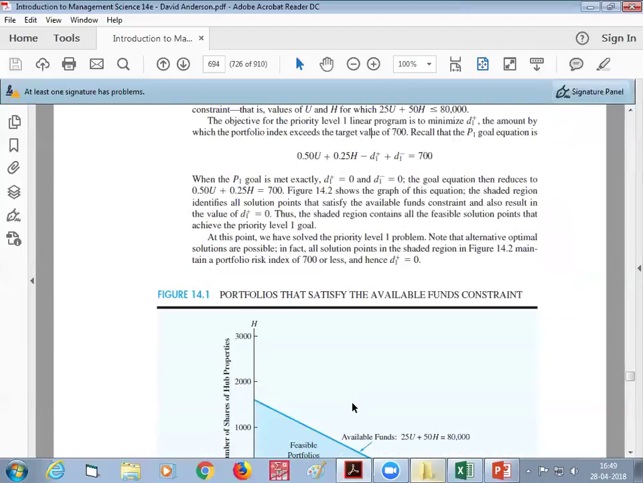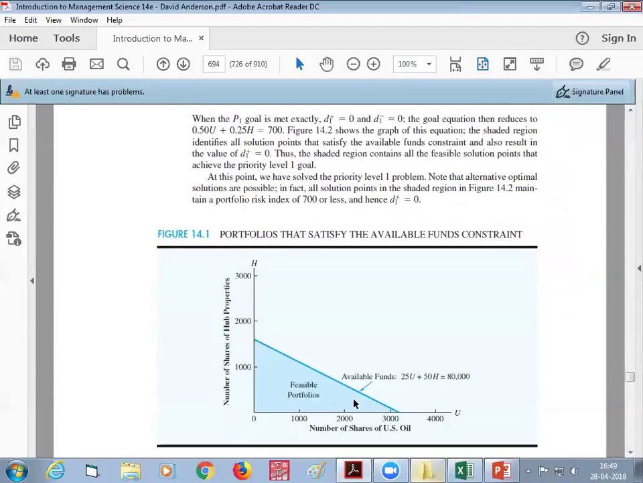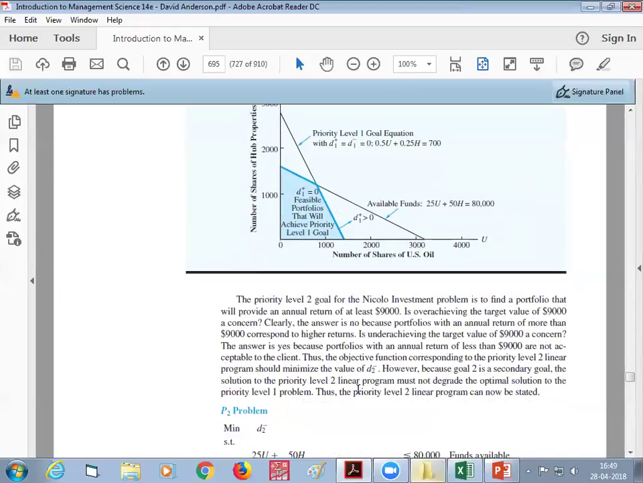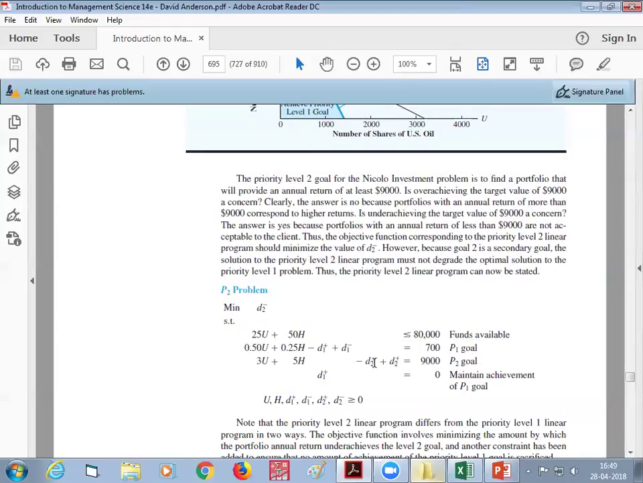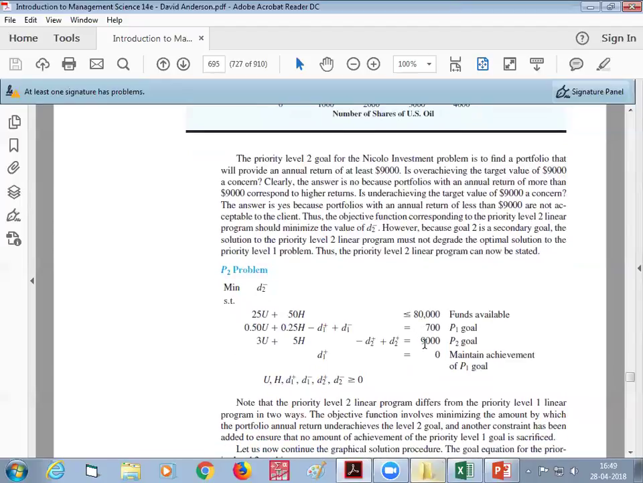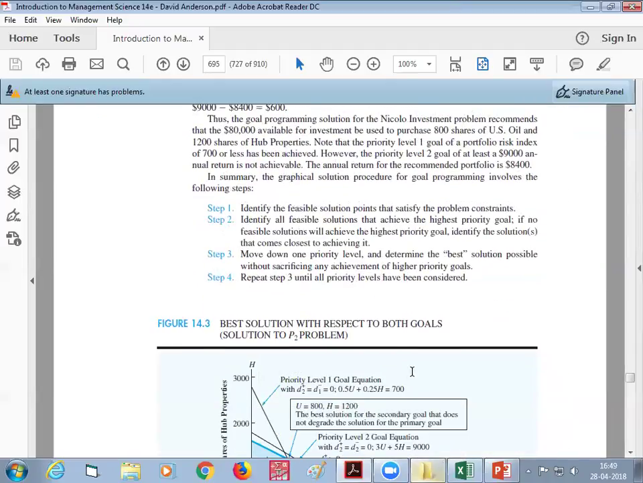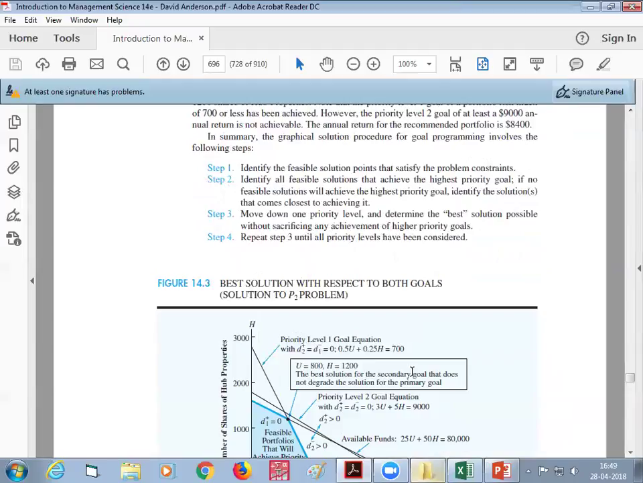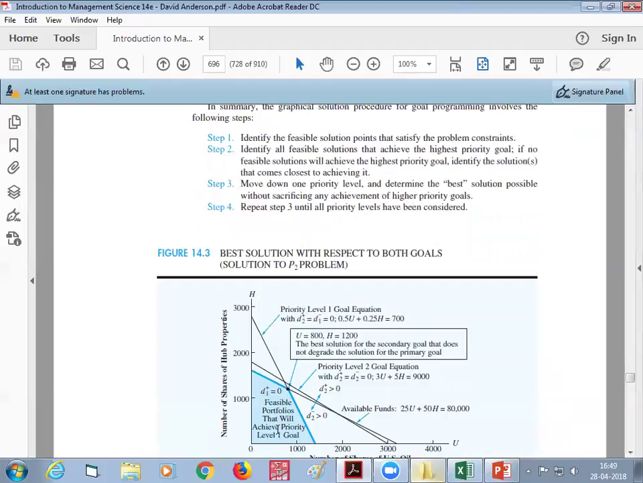In the first one, here is our feasible region. The feasible region is with 25U plus 50H less than or equal to 80,000, which is under this here. Then the first priority is the risk, so 0.5U plus 0.25H less than or equal to 700. That will cut out this slice here. So this becomes our feasible region that satisfies the first goal.